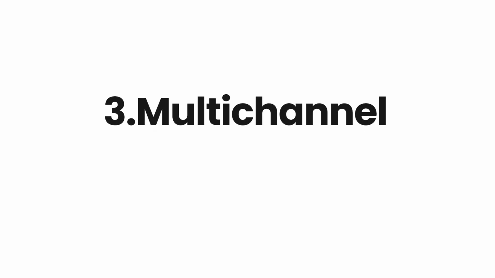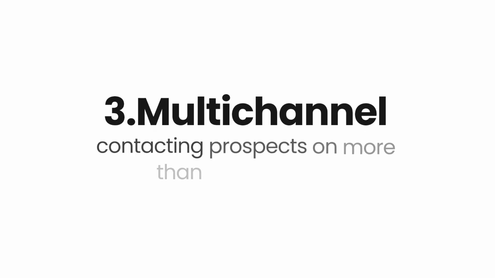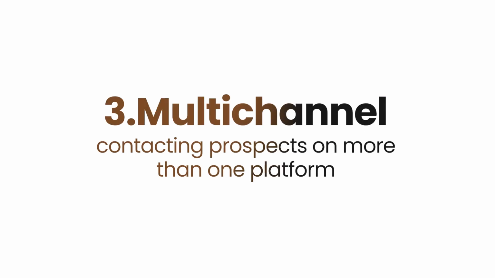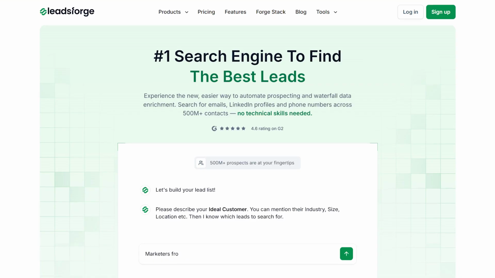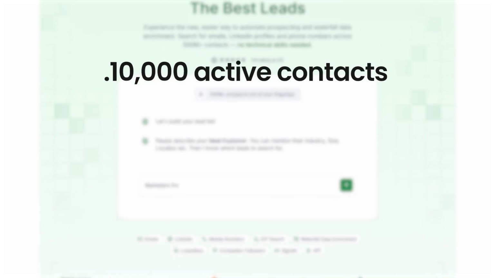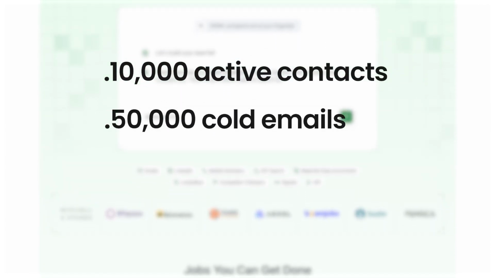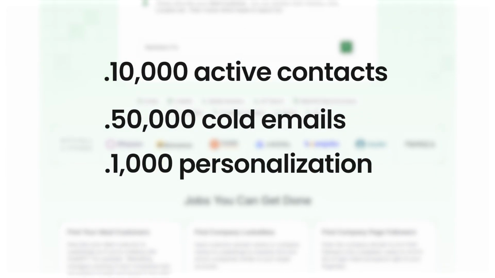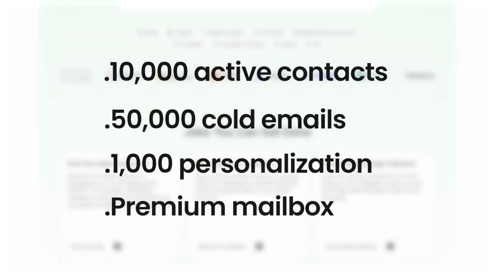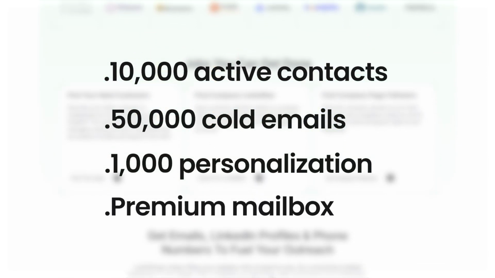Now, let's talk about multi-channel outreach, basically contacting prospects on more than one platform. Both Expandi and Salesforge support LinkedIn and email, but with Salesforge, the plan includes 10,000 active contacts, up to 50,000 cold emails sent, 1,000 personalization and validation credits, plus premium mailbox warm-up. So while both support multi-channel, Salesforge packs in more resources without needing any add-ons.